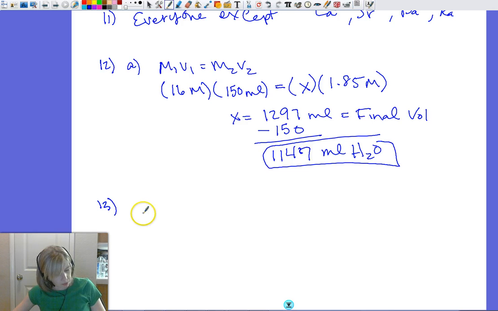Someone asked you to prepare 3.6 liters of a 5.5 molar aluminum nitrate solution. How many grams of aluminum nitrate would you need to do that? So let's take a look.